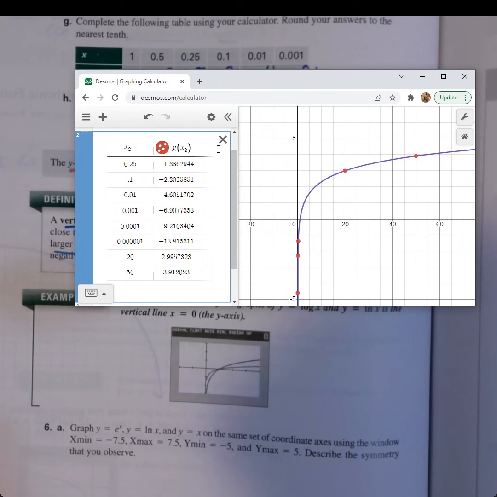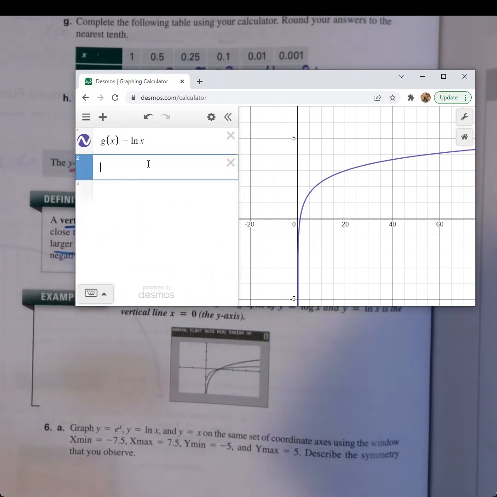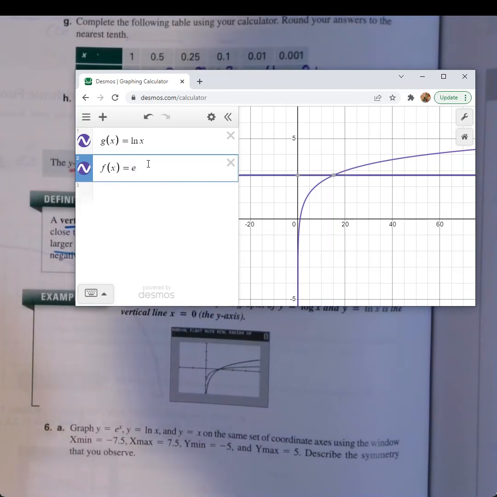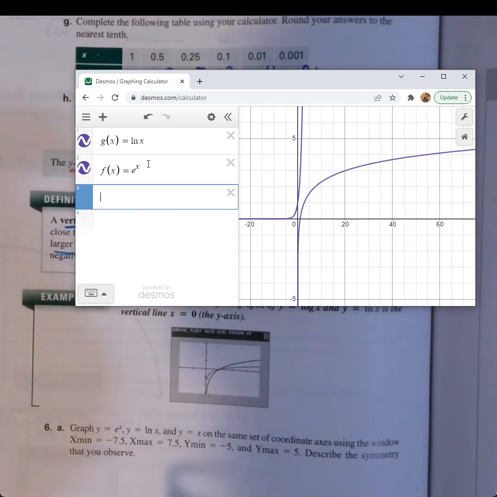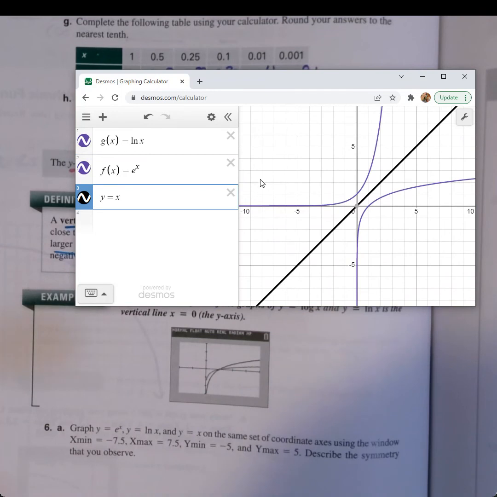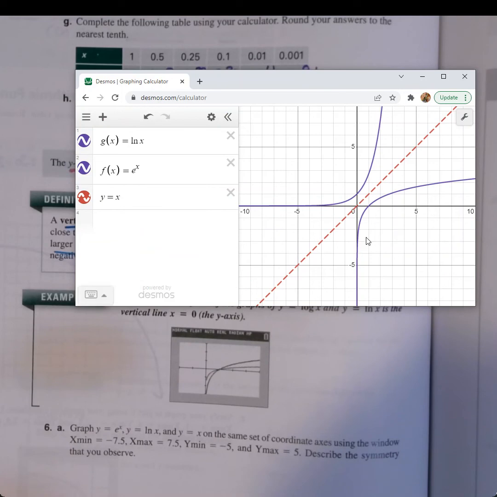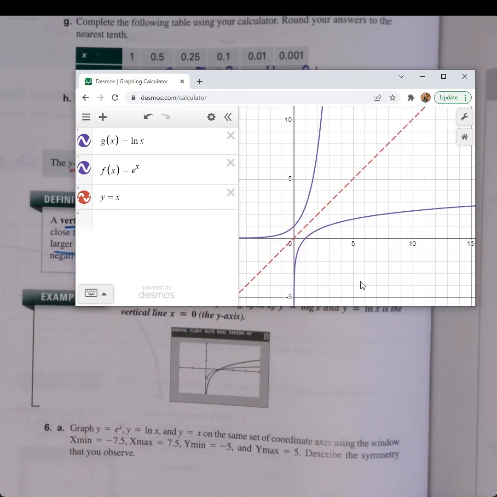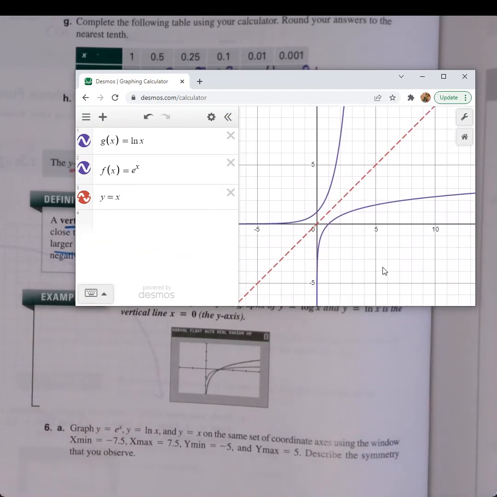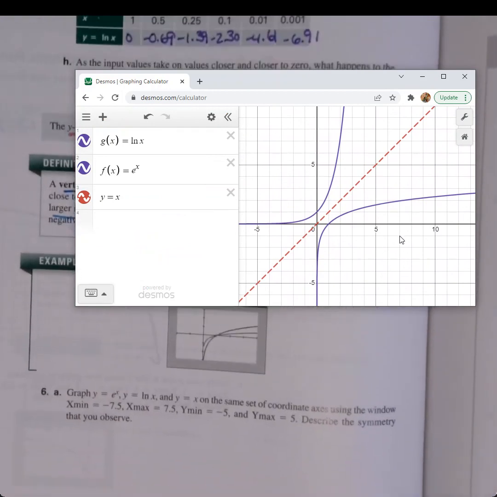I'll get rid of my table. I already have natural log of x, so we'll just graph e to the x. And then we need y equals x as well. I'm going to zoom home just because my scale is a little funky. I can see symmetry. Again, just like 10 to the x and the log of x, e to the x and natural log of x are symmetric. They're inverses of each other, graphically across y equals x.